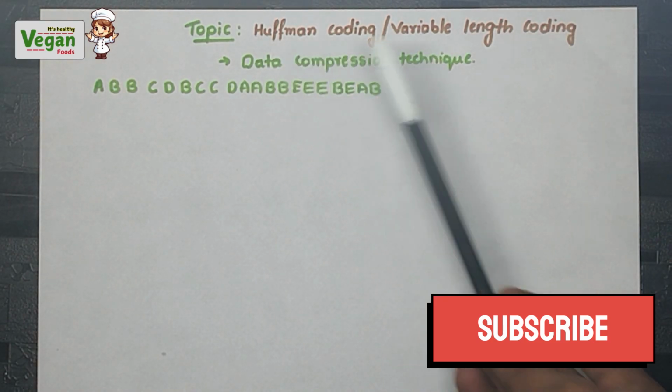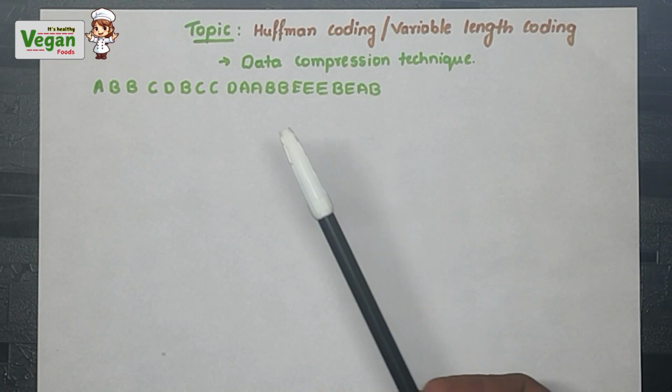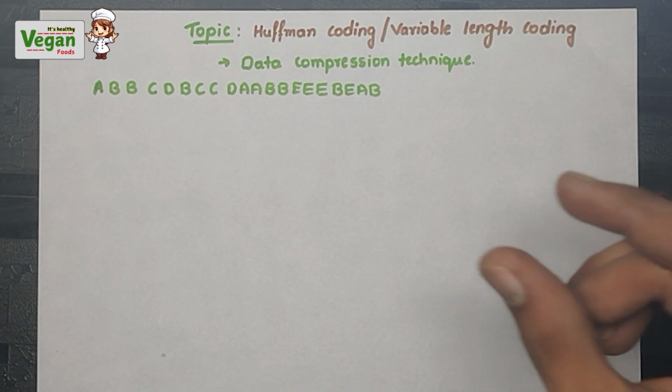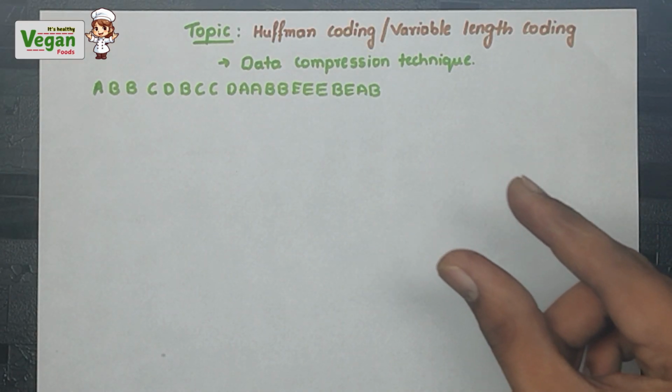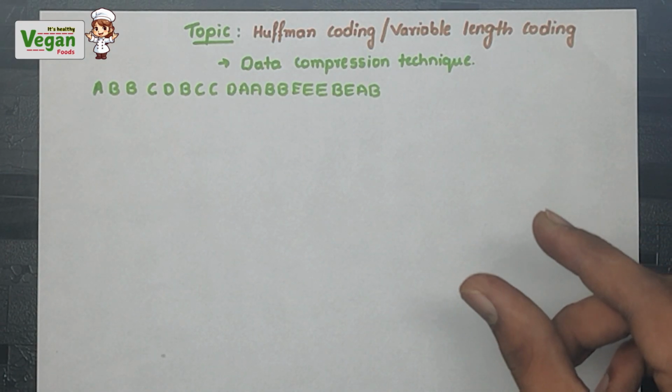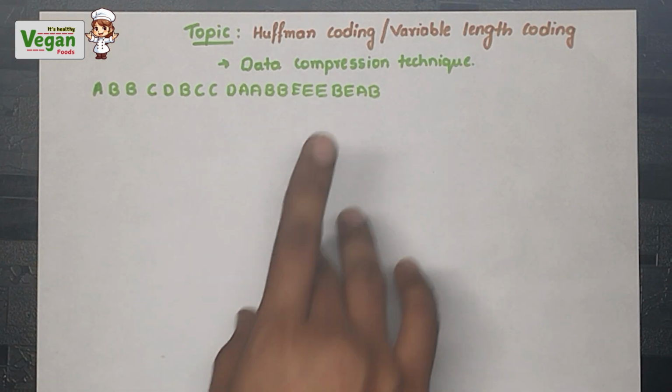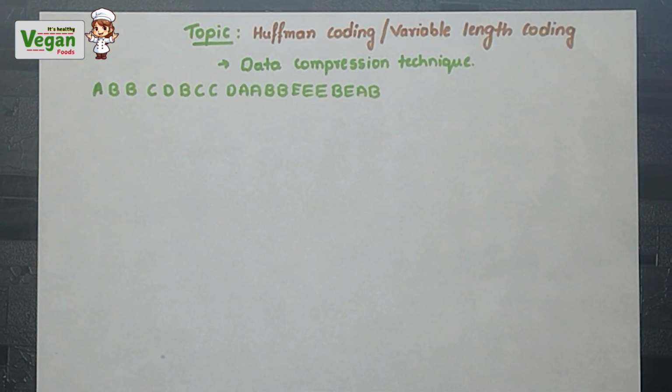Now this Huffman coding, or variable length coding, is used as a data compression technique. What a data compression technique does is make sure that less memory space is used to transfer the data from the sender to the receiver. Now, how to solve the Huffman coding problem: we will have only two steps.